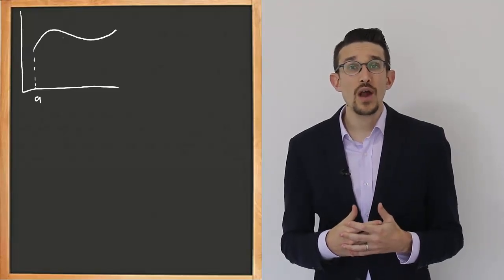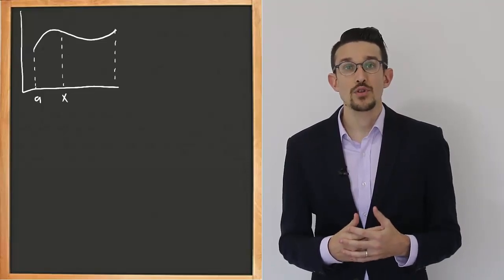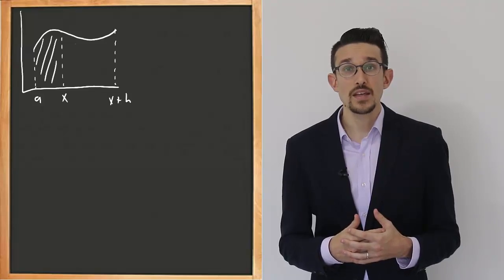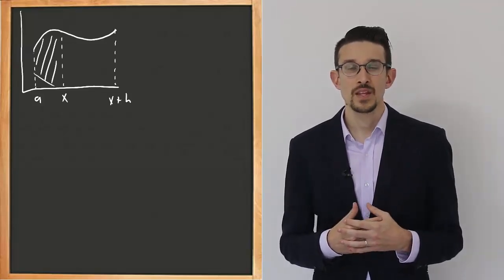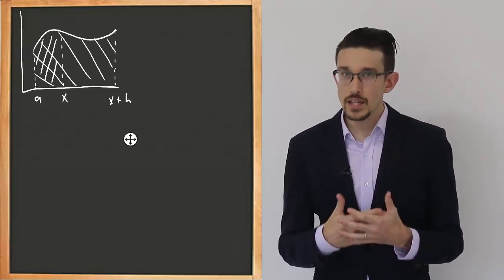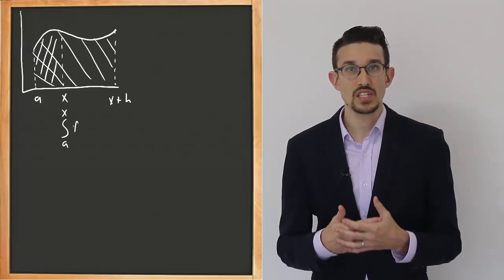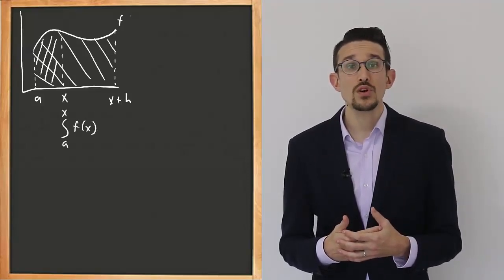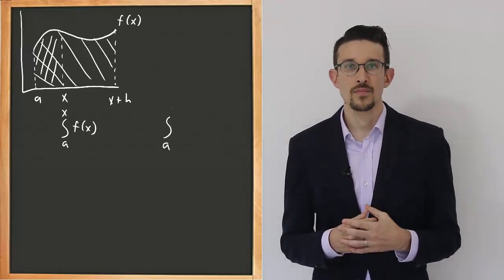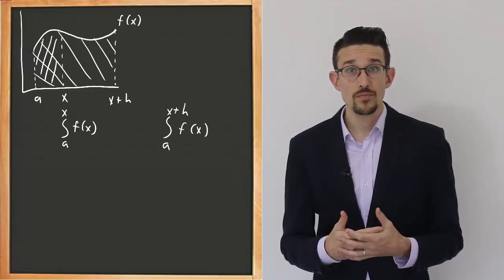So we start with the graph of a function like this. And we're going to consider two areas under the curve: the area from a to x, and the area from a to x plus h. Now, we can write those areas as integrals, even though we don't know how to integrate or what an antiderivative is yet. What we want to focus on is the area between x and x plus h under the curve. So this creates a definite integral, which is what we're trying to prove.